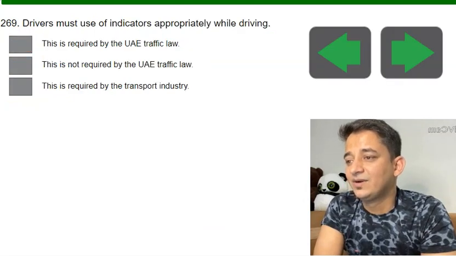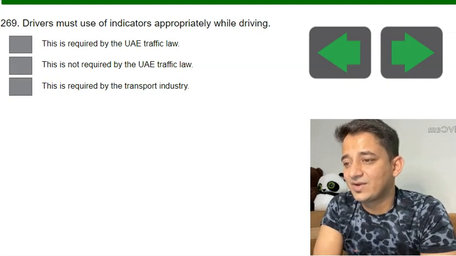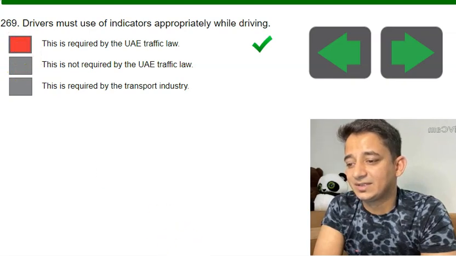Driver must use the indicator appropriately while driving. This is required by the UAE traffic law. This is not required by UAE traffic law. This is required by the transport industry. This is required by the UAE traffic law. That's the right option.